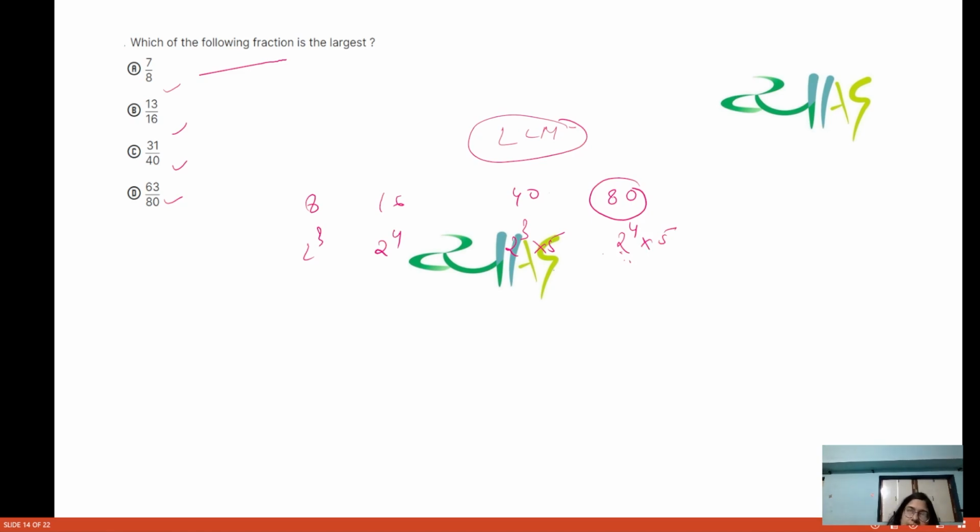OK, this is 16 into 5 basically. So what is the LCM of these? So obviously 2 to the power 4 तो लेंगे, into 5 लेंगे, so 80 is the LCM. 80 कर लेते हैं LCM, है ना. No problem for us. Now this becomes 70 by 80. 7 by 8 is 70 by 80.